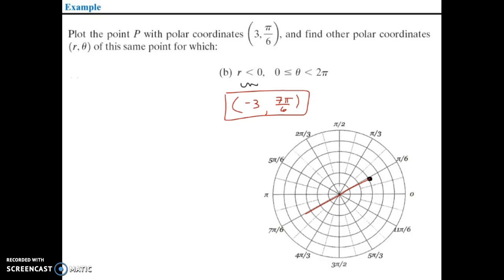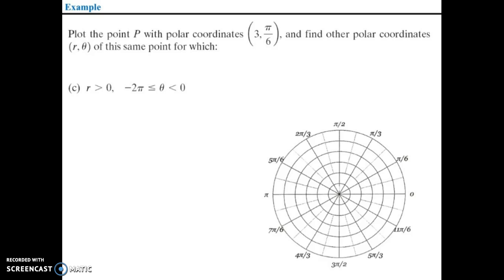Okay, let's try part C. Same thing, but now the condition is that r is positive, but at the same time our angles have to be between negative 2pi and 0. I challenge you to pause this video again and please try it on your own first. Well, the radius is going to be positive, so that's good. I already know it's 3.